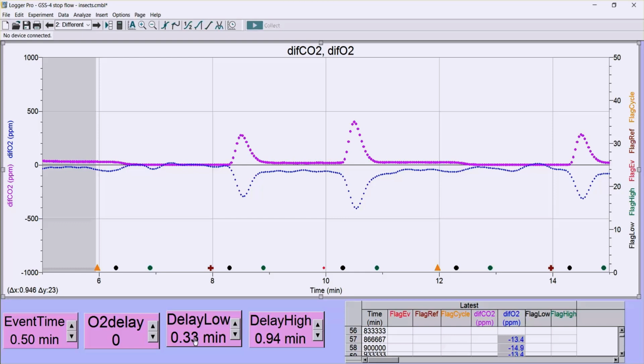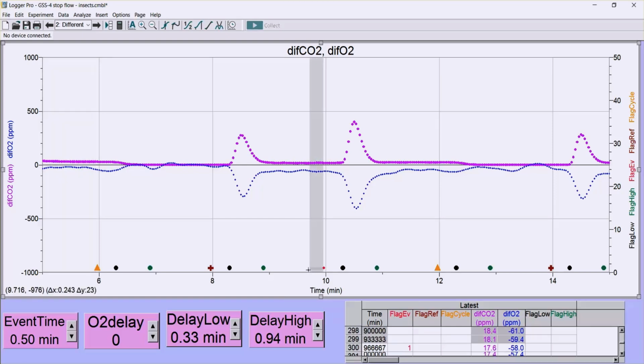So the parameters that we set are the event time, the oxygen delay, delay low, and delay high. The event time is a time period that is selected from the switch going backwards, and this period of time is usually about a quarter of the dwell time. So if dwell time is 2 minutes, half a minute event time is sufficient, and it's the data that is selected and used mainly in the averaging of the reference levels and interpolation of the reference levels.